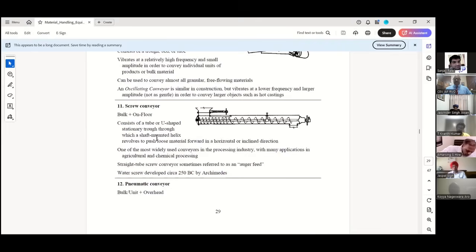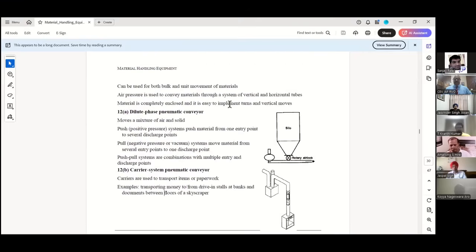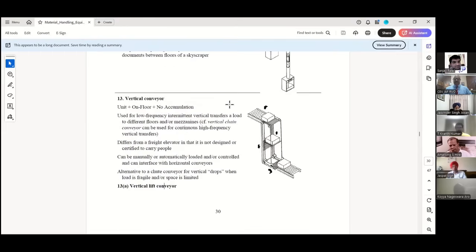Okay. Vibrating conveyor, screw conveyor that we discussed in an extruder. So there's a rotating type of conveyor, where your material moves in rotation forms. Okay. Pneumatic conveyor, carrier conveyor, vertical conveyor, just like a lifting conveyor.